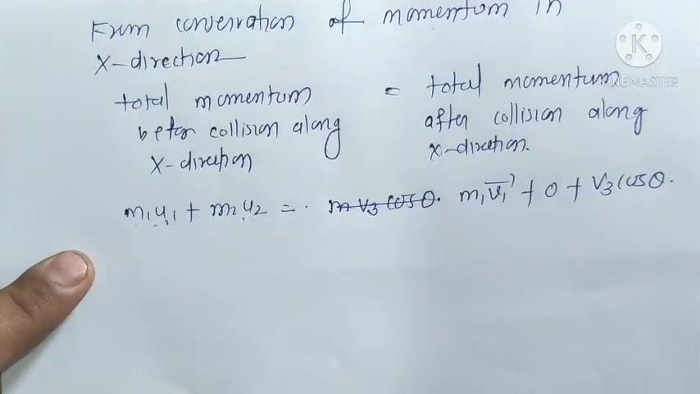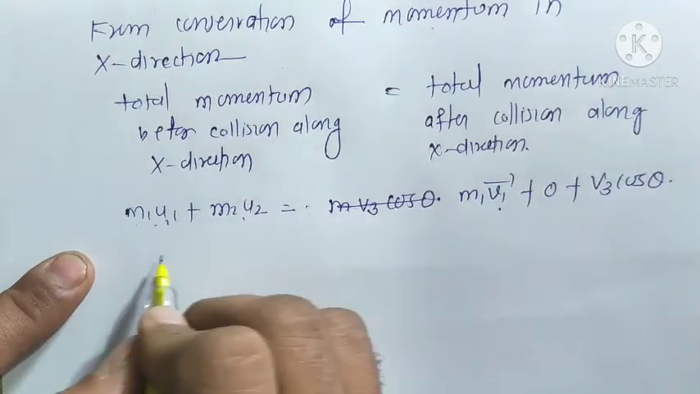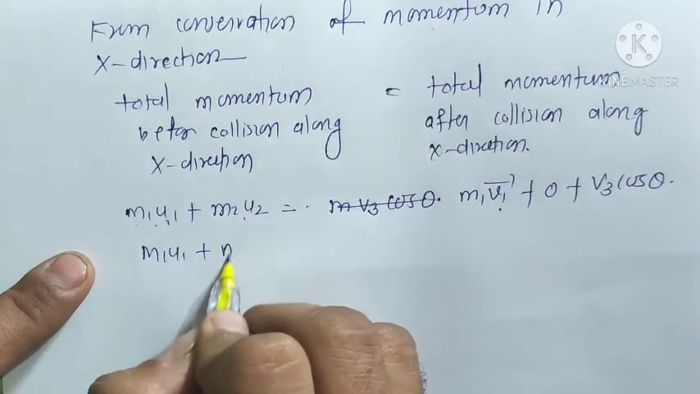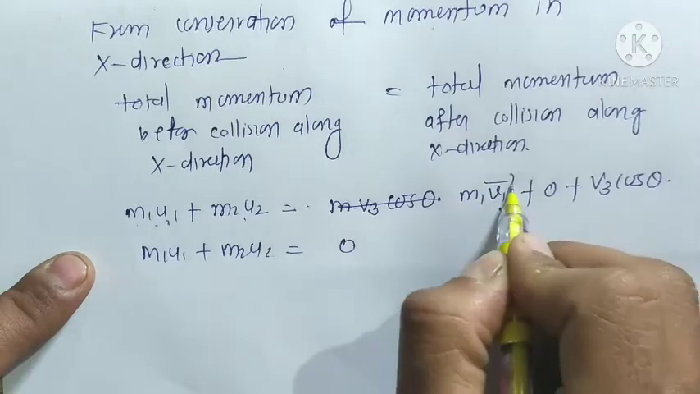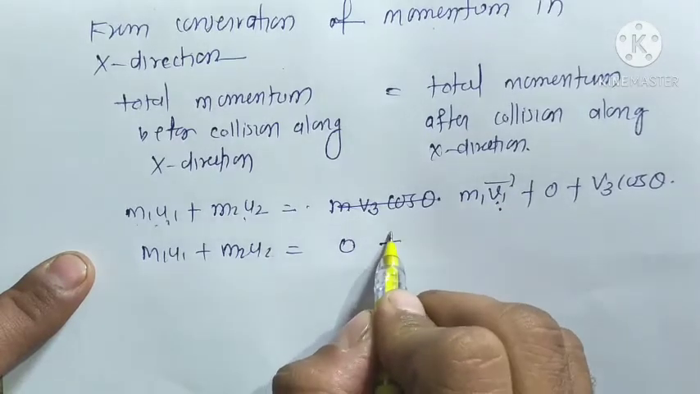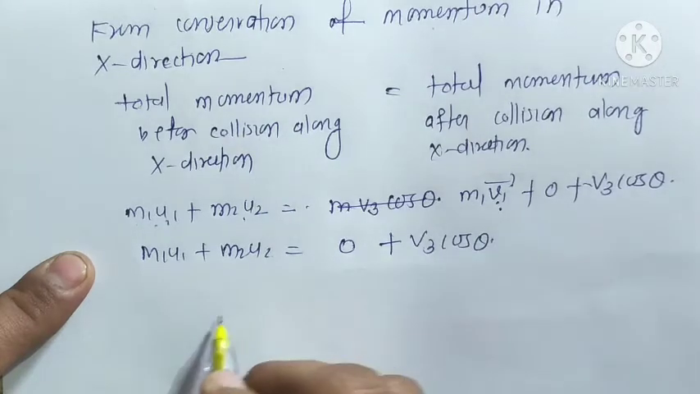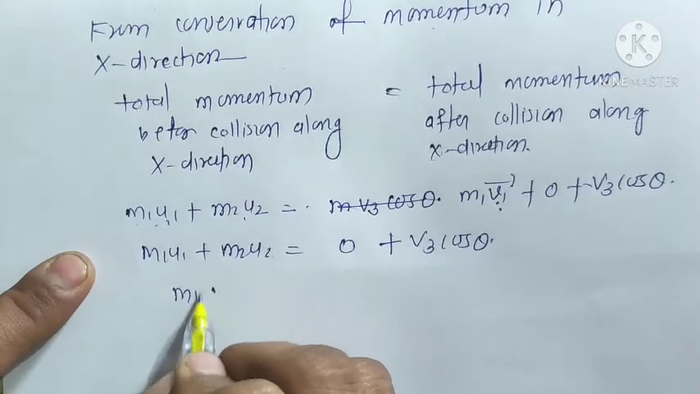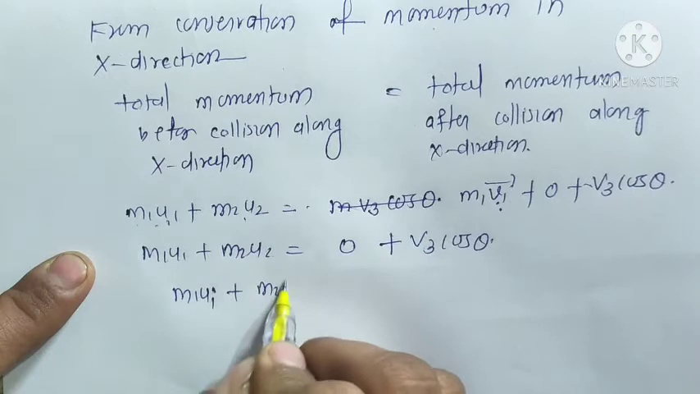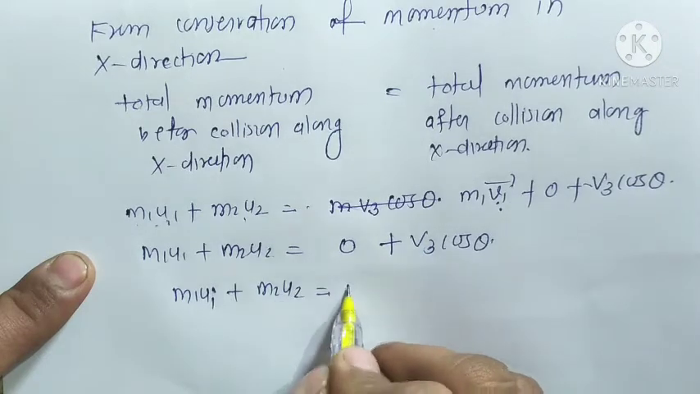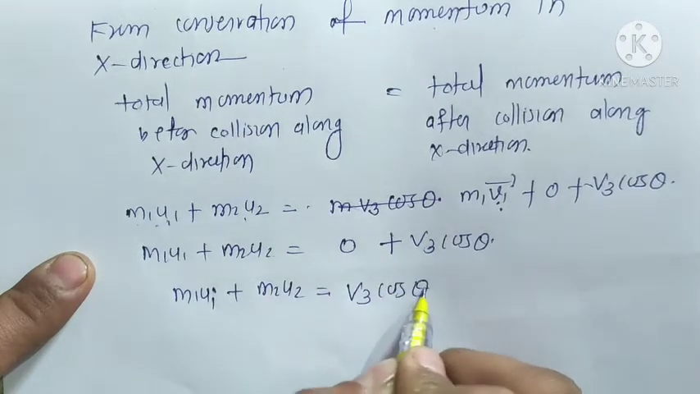Okay, so now we put this value v1 is equal to 0, m1 u1 plus m2 u2, and this part is 0 because v1 is equal to 0, plus this 0, and this is the v3 cos theta. Okay, finally here m1 u1 plus m2 u2 is equal to v3 cos theta.